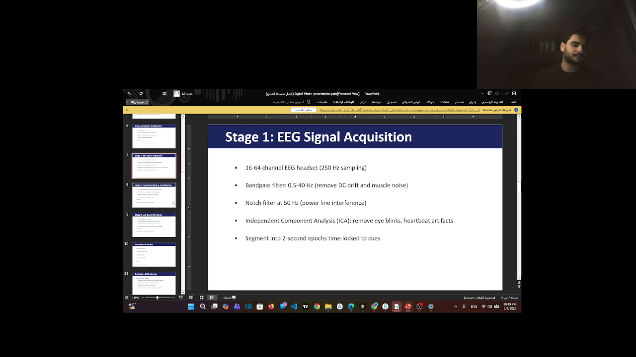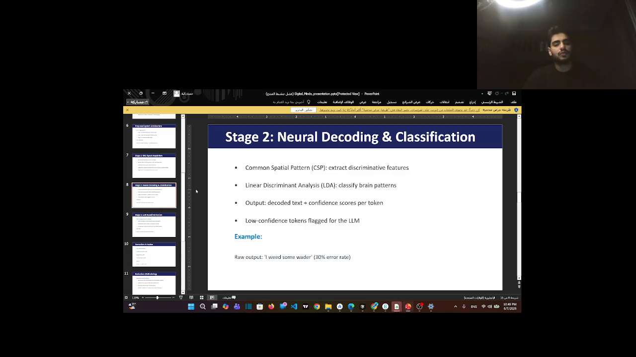Slide 8, stage 2, neural decoding and classification. In the second stage, the system tries to classify the clean brain signals. One technique used here is common spatial patterns, or CSP. CSP helps extract features that are useful for distinguishing between different brain activity patterns. Then a classifier such as linear discriminant analysis, or LDA, maps those features into classes or commands.